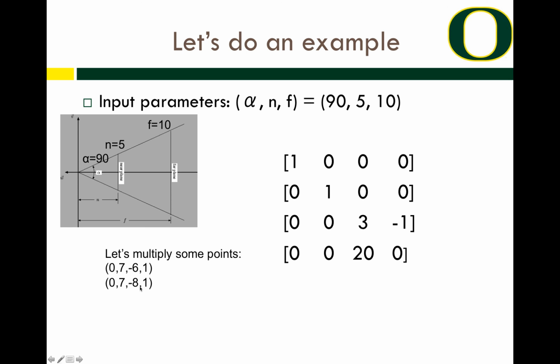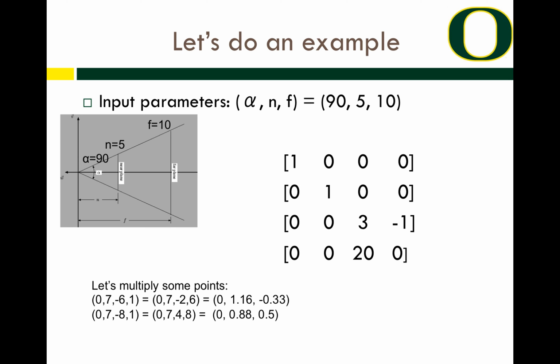And so as we apply these 2 points, the first point gets transformed to be 0, 7, -2, 6. So of course we have a w value that's not 1. And so we would divide by 6 and get 0, 1.16, -0.33. And if we do it with 0, 7, -8, 1, then we get 0, 7, 4, 8. And as we divide by 8, we get 0, 0.88, 0.5.